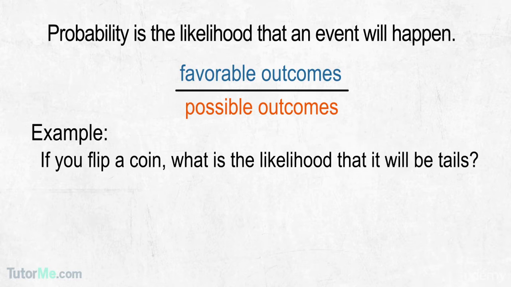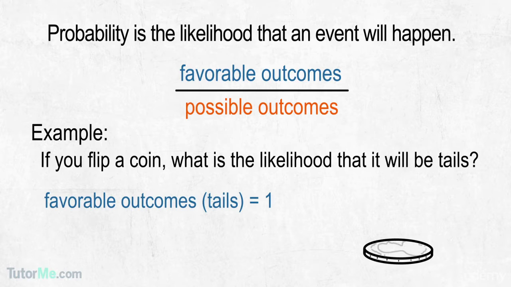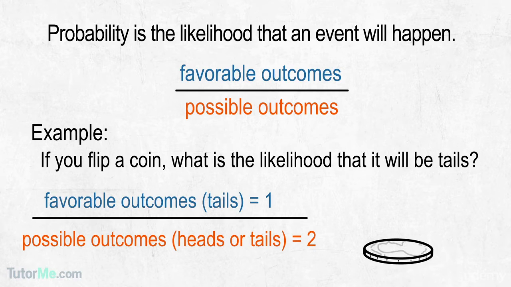For example, if you flip a coin, what is the likelihood that it will be tails? Well, the favorable outcome in this case would be 1, and the possible outcomes would be, of course, 2. The coin will either be heads or tails. There is no other option. So we're left with 1/2, or 50%.